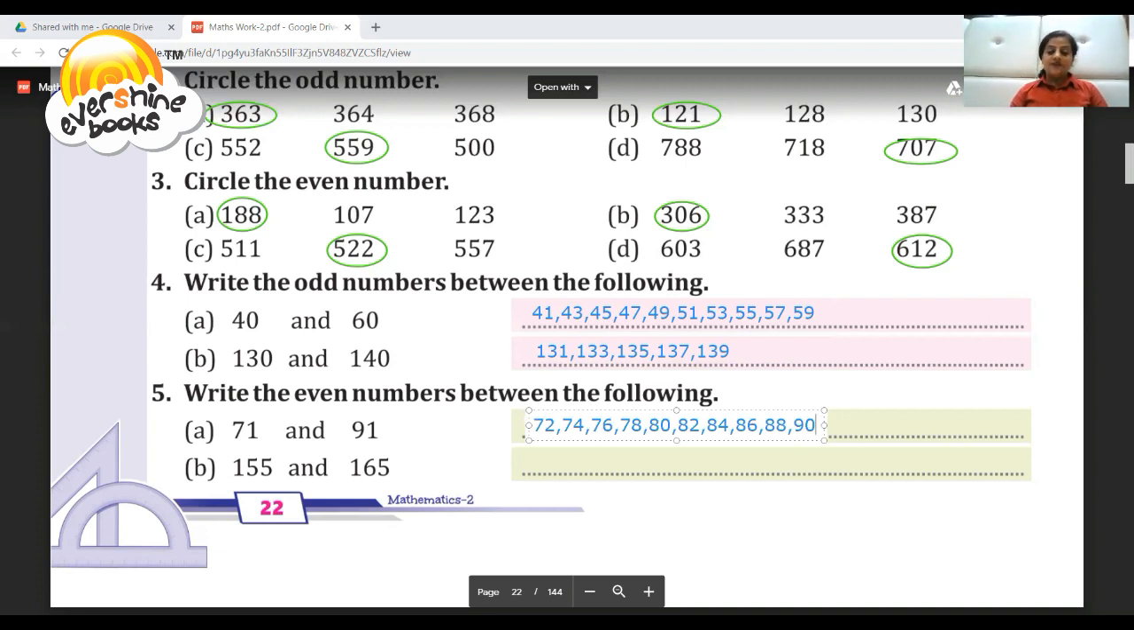Next is 155 and 165. So we are going to start with 156. That is 156, 157 we are going to leave because it is an odd number. Then we are going to write here 158. 159 we are going to leave and we are going to write here 160. 161 leave, 162. 163 leave, 164. That is our answer.